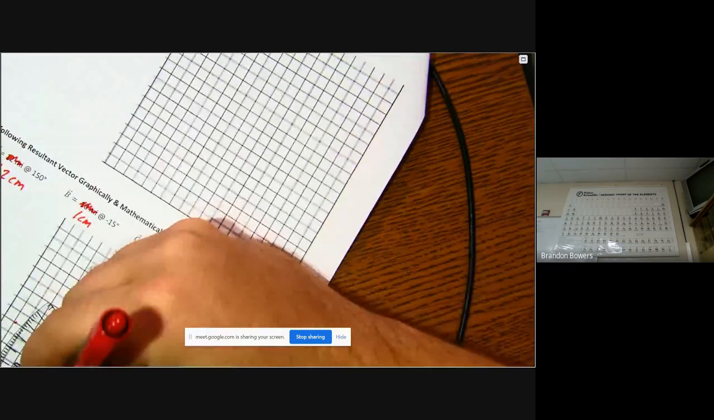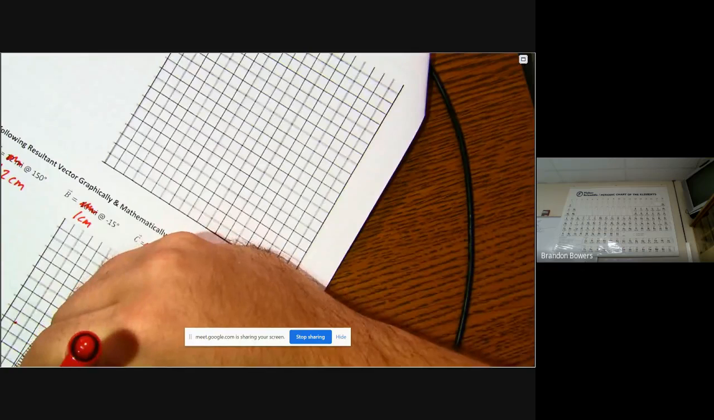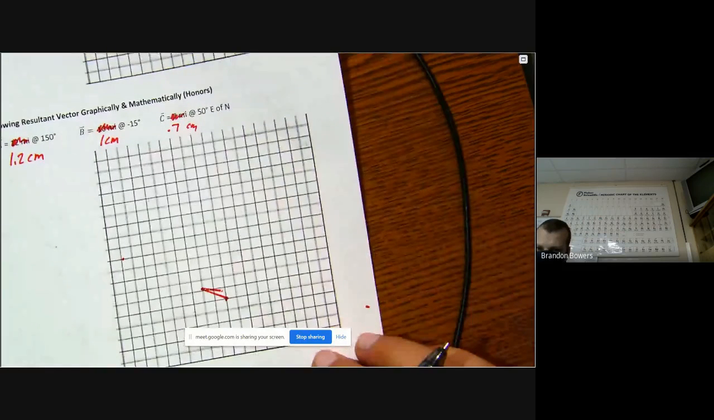Why is your protractor blue? Because it's zip on, it's not actually good. Okay, so hopefully it looks something like that.